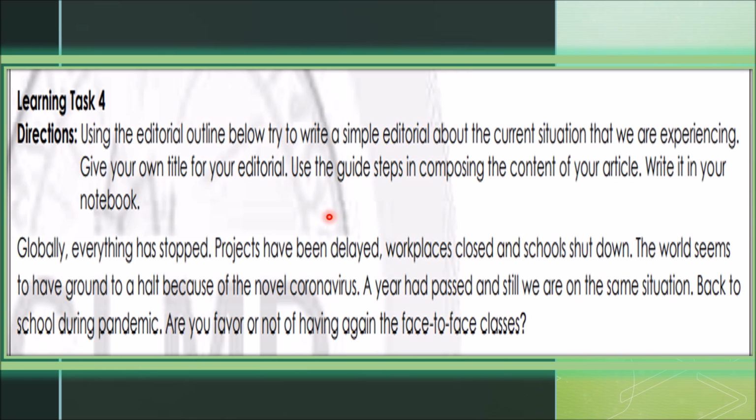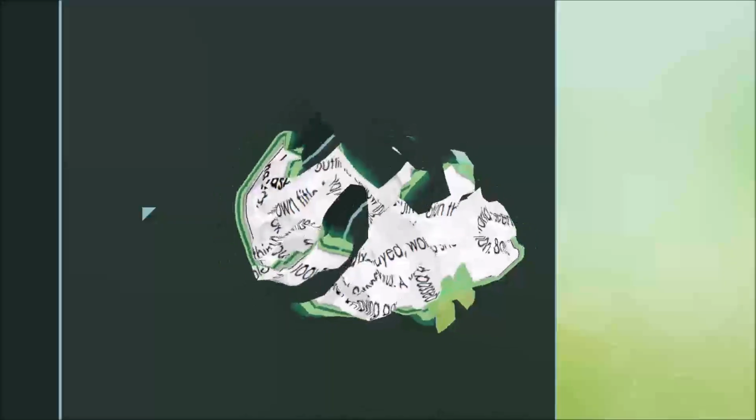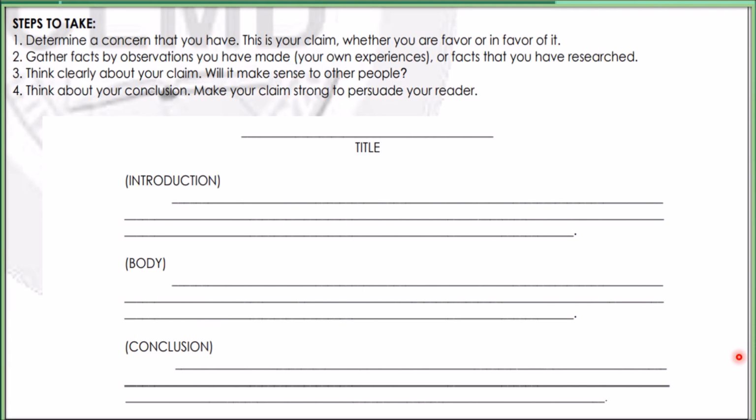Kung nakinig kayo, children, madali lang yon. May mga sample naman tayo, di ba? Naintindihan po? Kasi kayo mismo ang gagawa nito. Okay? Pwede kong gawin, subalit gusto ko talaga na kayo mismo ang makaalam. Okay? Good. So, ito naman, steps to take. Determine a concern that you have. This is your claim, whether you are in favor or not. Gather facts. Kung ano yung mga facts na gusto mong i-obserbahan. You may use your own experiences or facts that you have researched.